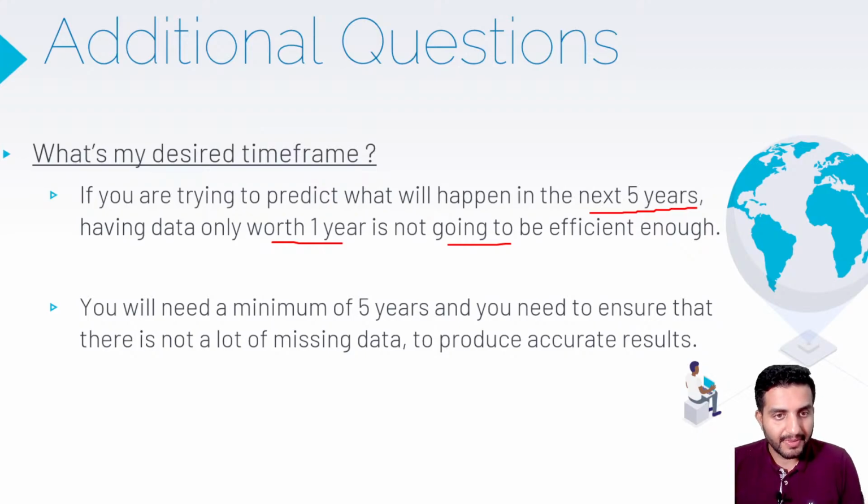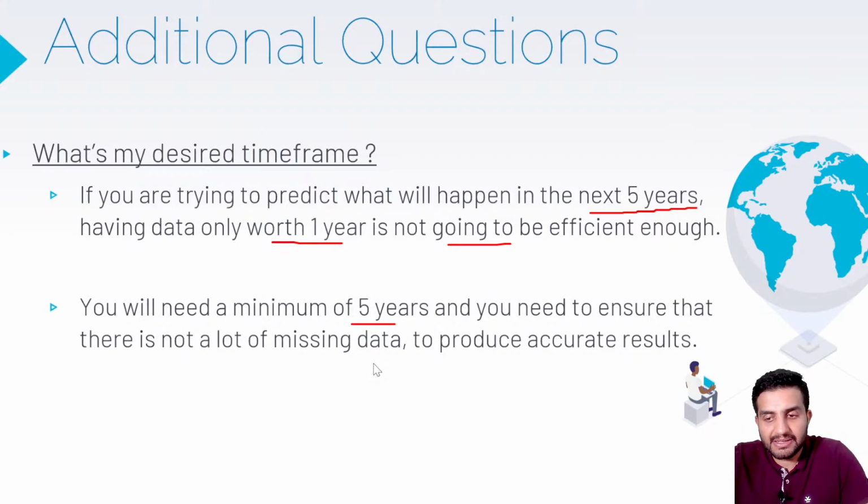So this is something we have to always keep in mind. So what is my time frame? What are we going to look at, and what are we expected to solve from the available information? And you will also need a minimum of 5 years, and you need to ensure that there is not a lot of missing data to produce the accurate results. Yes. So at least to predict for the next 5 years, I need to look at the past 5 years of history.